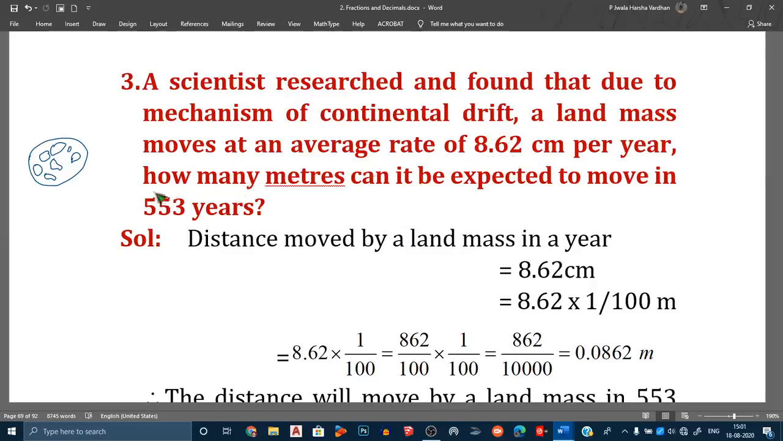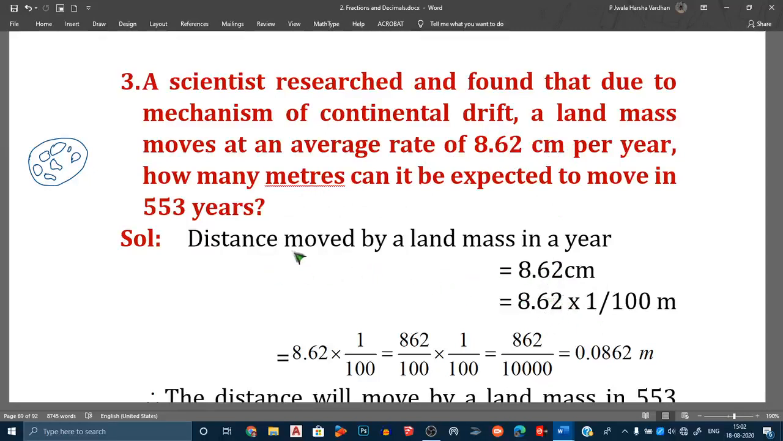Now you have to find out how many meters it can be expected to move in 553 years. After 553 years, how many meters it can move, we have to find out. So observe here it is given in centimeters, but it is asked in meters. So first you have to convert these centimeters into meters. You know how to convert centimeters into meters. Conversion factor, you know that.